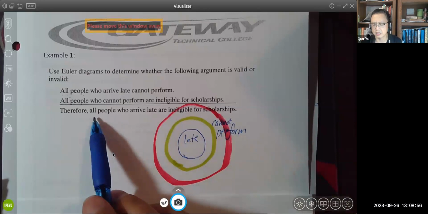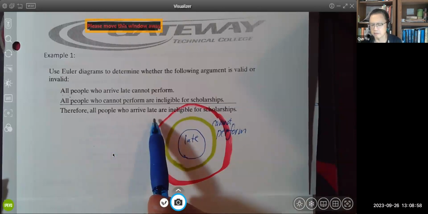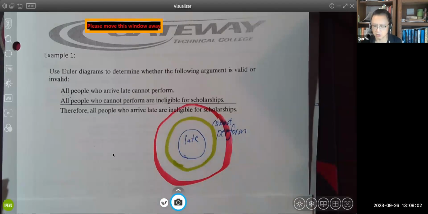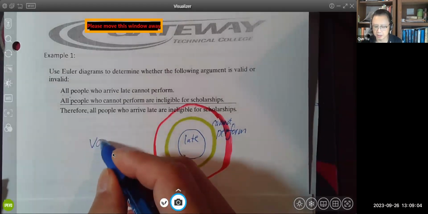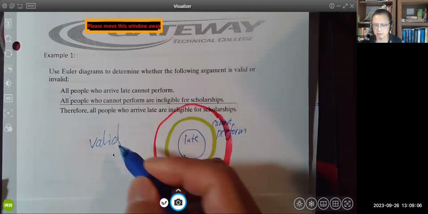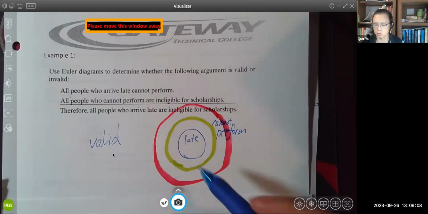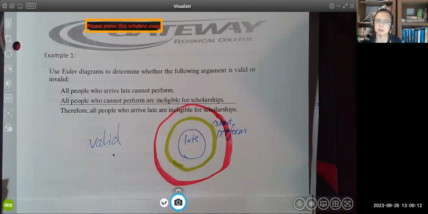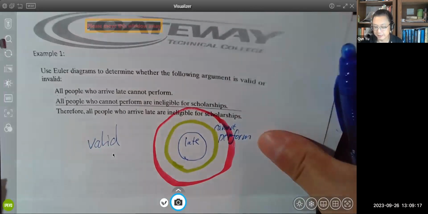Now look at what they say: all people who arrive late are ineligible for scholarships. So we get the same conclusion. So this is a valid one, because a valid argument only has one conclusion, no matter who represents the premises. We draw the same conclusion. Okay, next one.